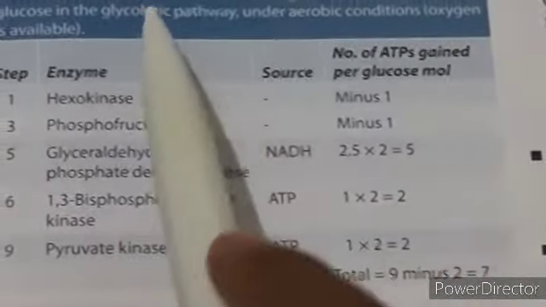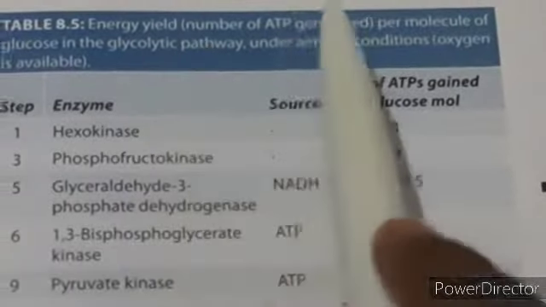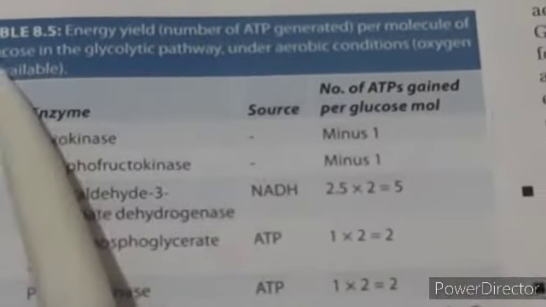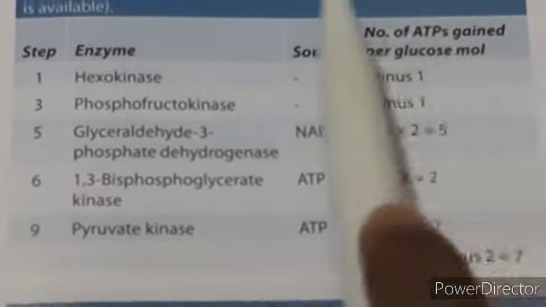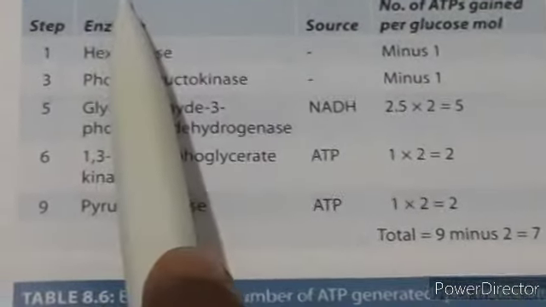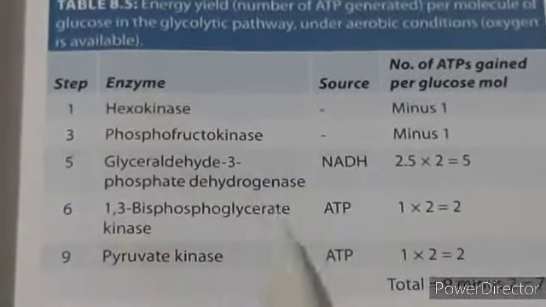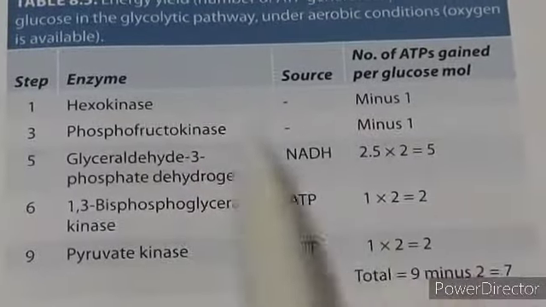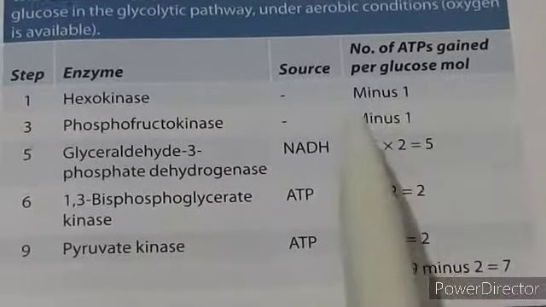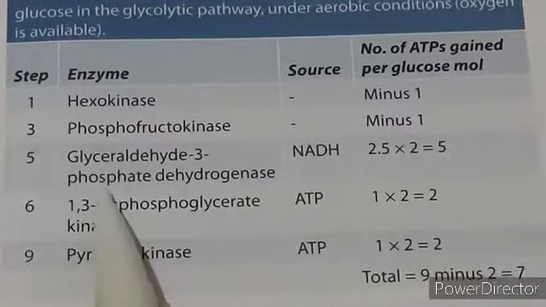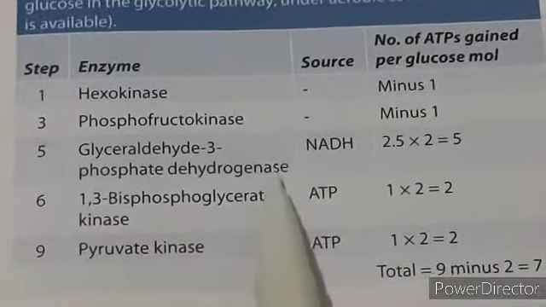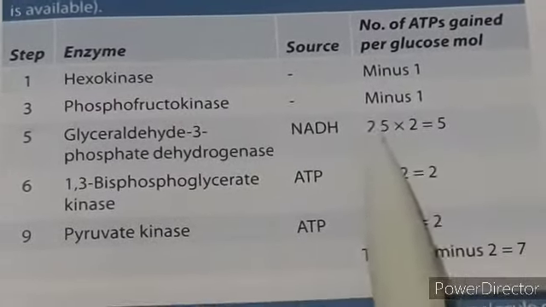The net energy yield, the number of ATP generated per molecule of glucose in the glycolytic pathway under aerobic conditions. Under aerobic conditions, oxygen is available. So hexokinase -1 and phosphofructokinase -1, because ATP is utilized here. Glyceraldehyde 3-phosphate dehydrogenase converts PGAL to BPGA.